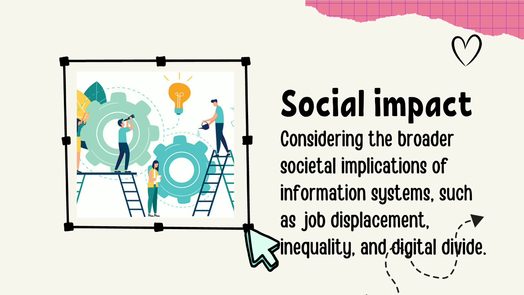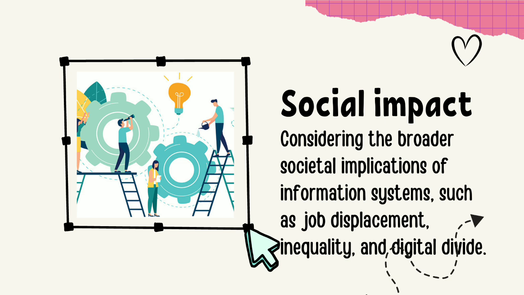For example, the widespread use of social media platforms like Facebook and Twitter has transformed how people communicate and interact with each other. While these platforms enable connections across geographical boundaries and facilitate information sharing, they also raise concerns about privacy, mental health, and the spread of misinformation.